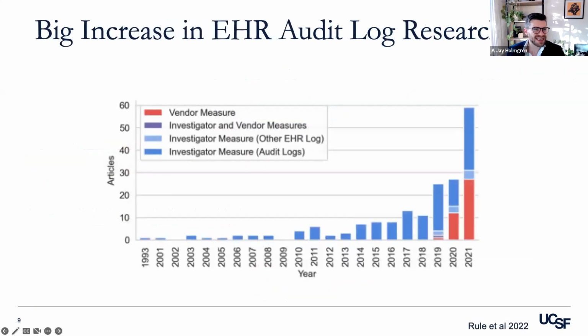There's been a big increase in EHR audit log research over the past few years. This is from a recent systematic review that says, starting in 2019, we went from 2 or 3 papers a year up to almost 60 in 2021. So the upside is there is a significant interest here. We're right at the peak or a crest of the first wave of EHR audit log research. And so I think this is a really interesting, innovative field that's starting to get some real attention.